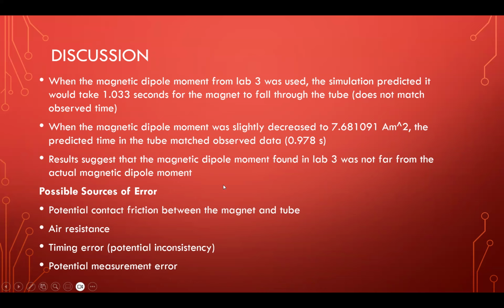These results suggest that the magnetic dipole moment found in lab 3 was not far from the actual magnetic dipole moment, based on the closeness of those values. Some possible sources of error are potential contact friction between the magnet and the tube, air resistance, and potential timing inconsistencies, as well as some measurement error.